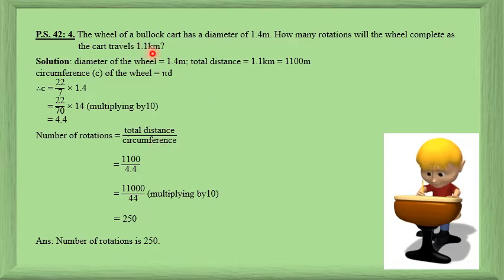It's given in kilometers. And what is our circumference? We got it in terms of meters. So here when you're writing your data, just convert kilometers to meters and then substitute. So when you do the math, you get your answer as 250. So number of rotations is equal to 250.